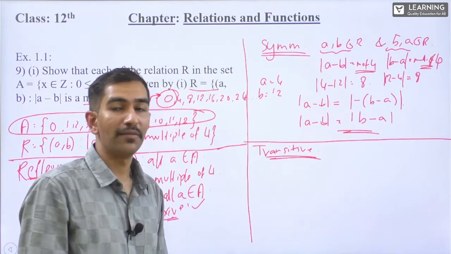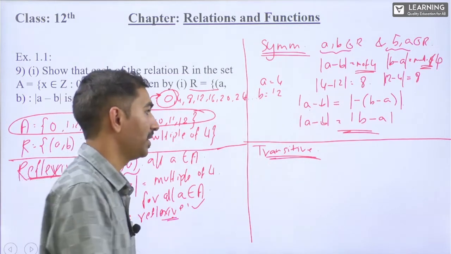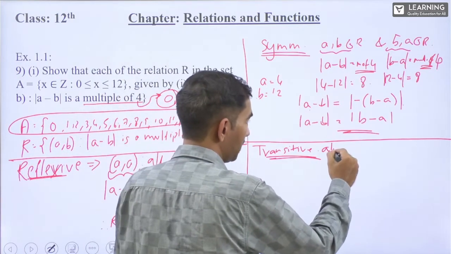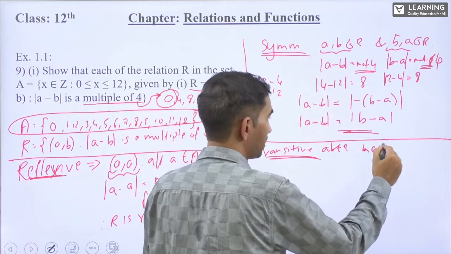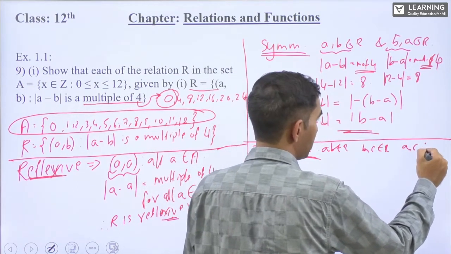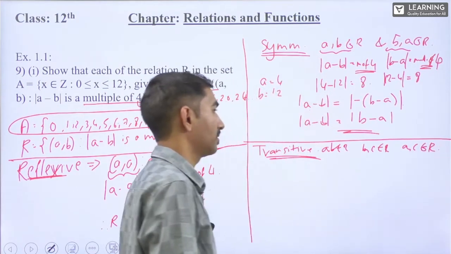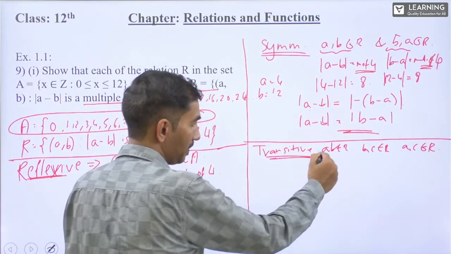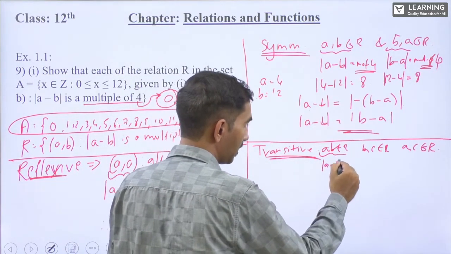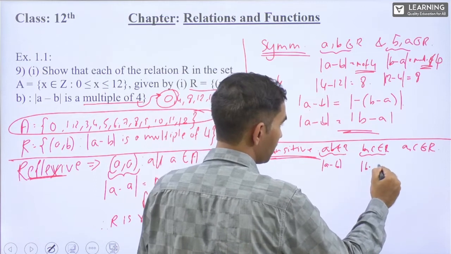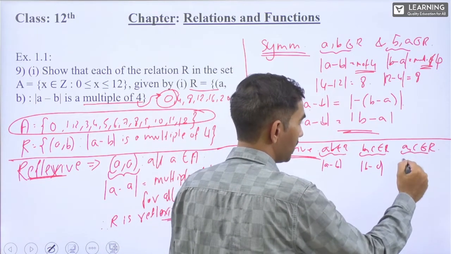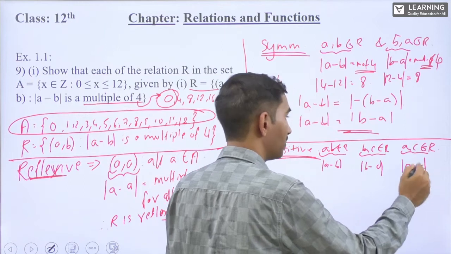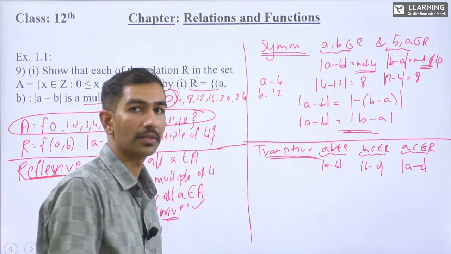Okay, we have to show that it is transitive as well. So how do we define transitive? A comma B belongs to R, B comma C belongs to R, then A comma C also belongs to R. So A comma B means what? Mod of A minus B is a multiple of 4. Mod of B minus C is a multiple of 4, as well as mod of A minus C should also be a multiple of 4.